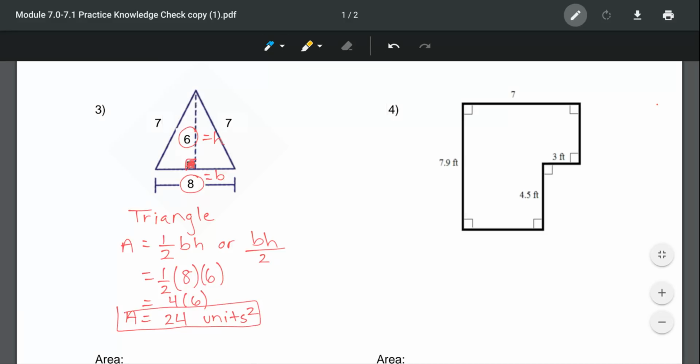Okay, now for the perimeter, again, you want to add up the side lengths.